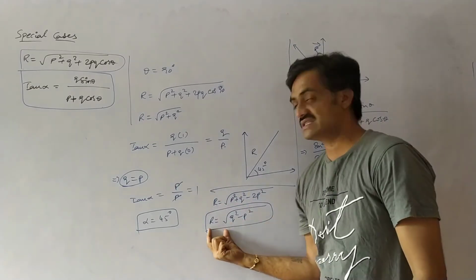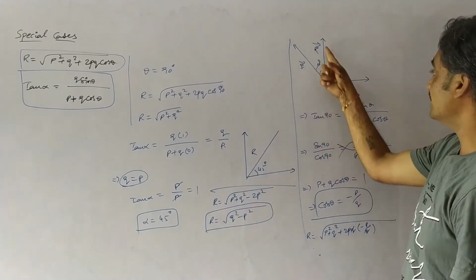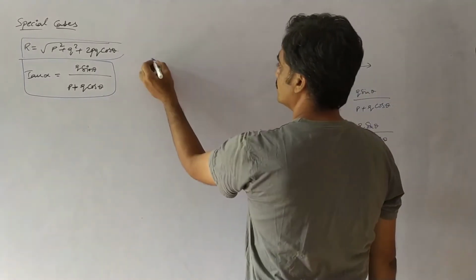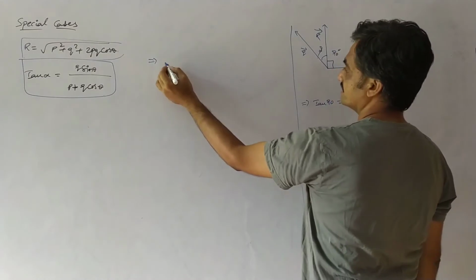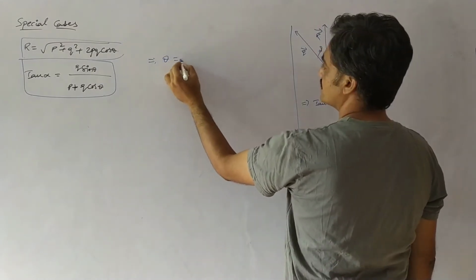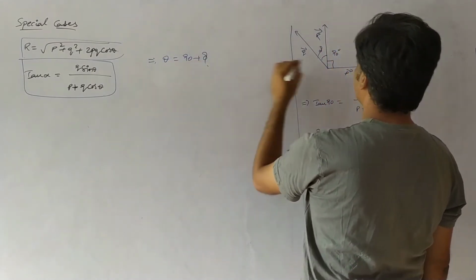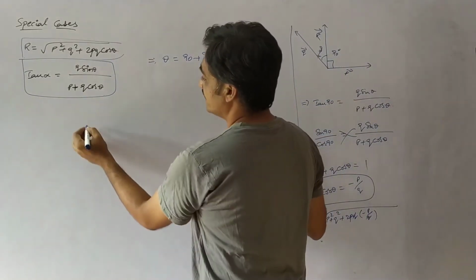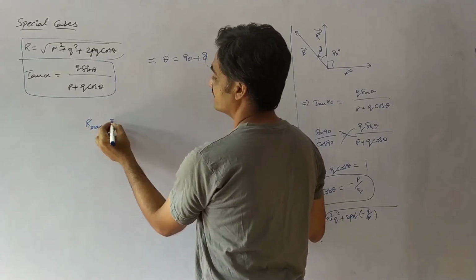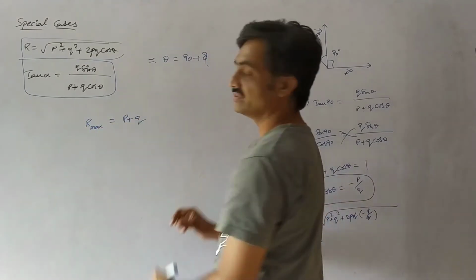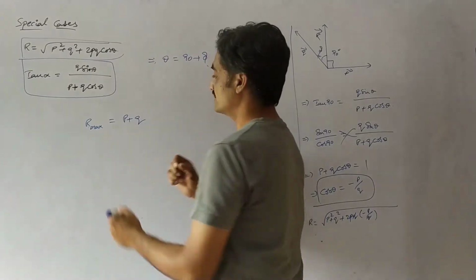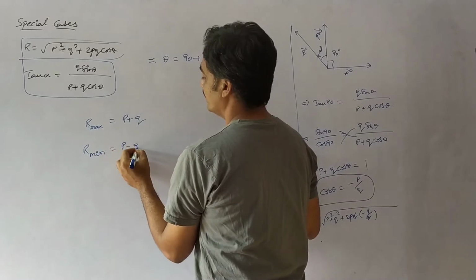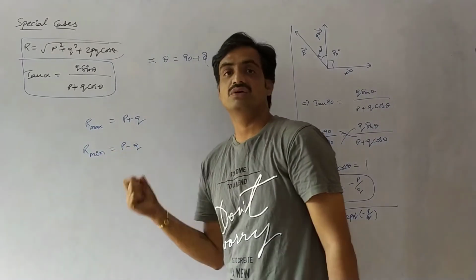It represents the resultant magnitude when the resultant makes an angle of 90 degrees with one of the vectors. The angle between the two vectors is given as theta equals 90 plus phi, where phi represents the angle. Whereas here the maximum resultant magnitude is given as R max equals P plus Q, the magnitudes of the two vectors, and the minimum resultant magnitude is given as R min equals the difference between the magnitudes of the two vectors.